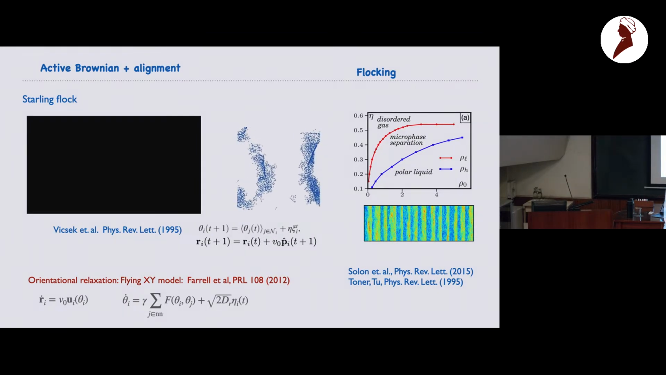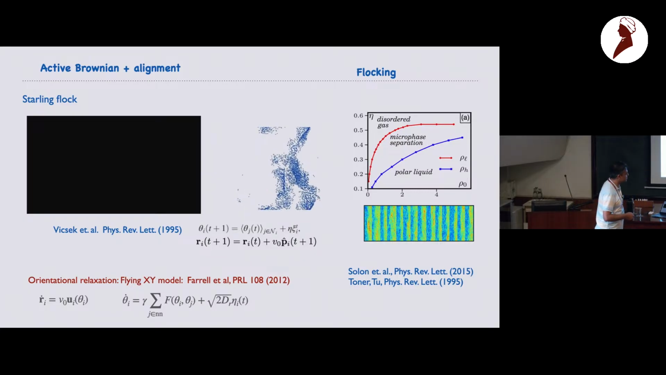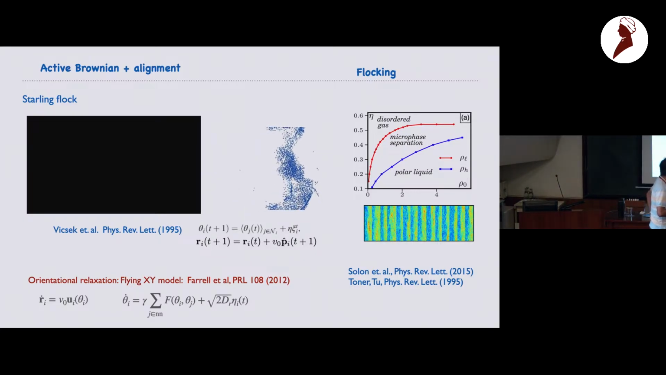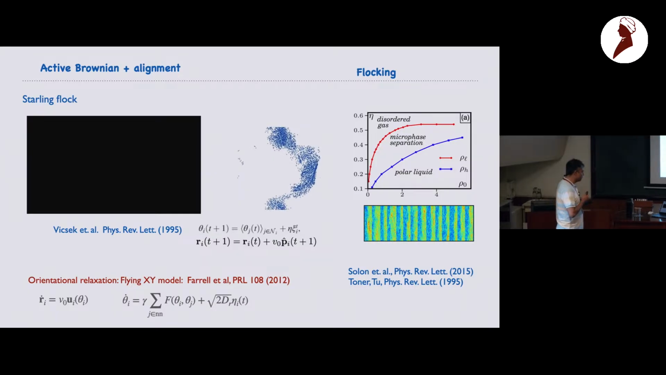And this model was developed in 1995. Then Toner and Tu's field theory came about, and phase diagrams, etc. started to come from 2015 onwards. So it took a couple of decades.